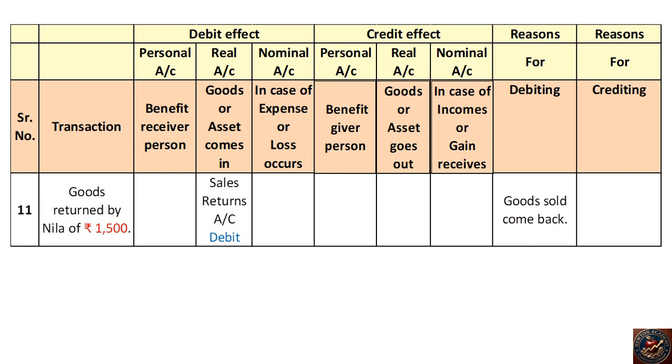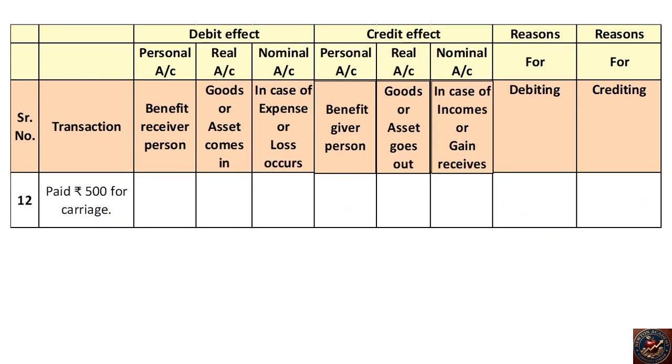The credit side. Neela is an individual person. When she returns the goods to our business, she acts as the person giving those goods. According to the personal account rule, we credit the giver. Therefore, we credit Neela account. The reason for crediting is Neela is the giver of goods.